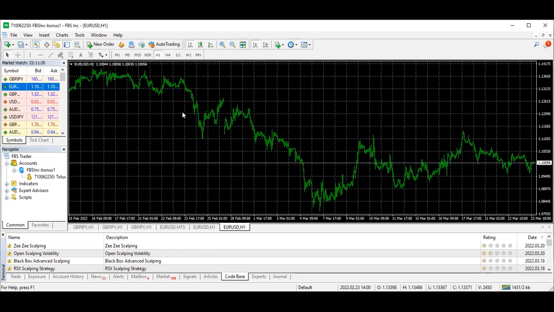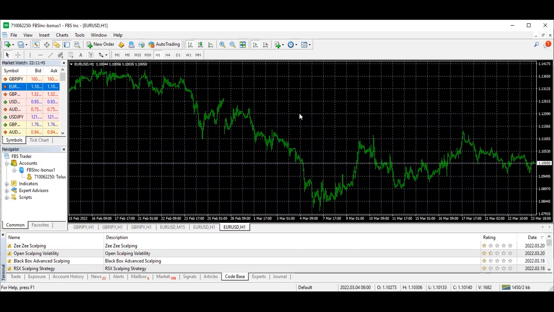For my case study today, I'll be looking at the Euro USD and working with the 1 hour time frame chart. So this is a chart that I have. I believe you can all see my chart. I'll be showing us how to set this up.